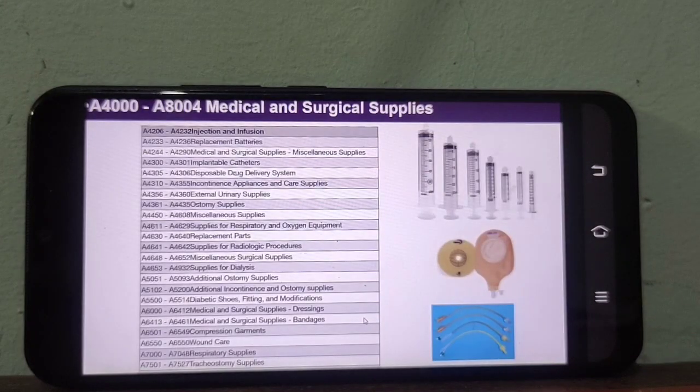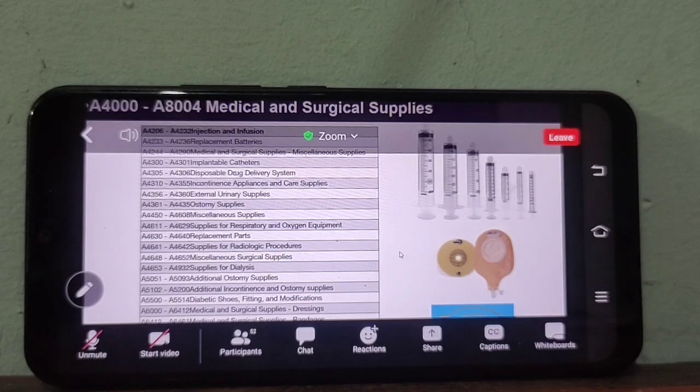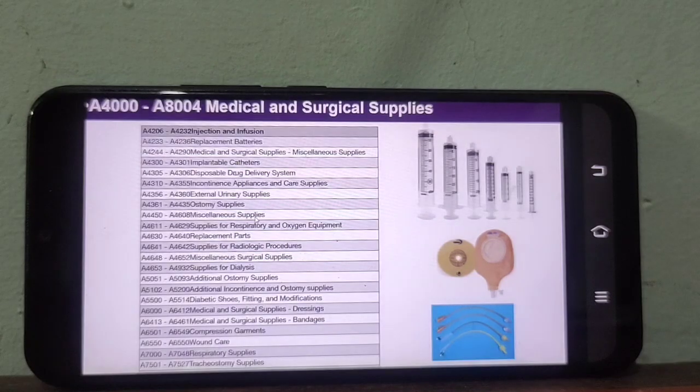So A4206 to A7501 is the code section for medical surgical supplies. Medical surgical supply codes for injection and infusion. For that material of infusion and injection, then for bags, that means urinary bag, tracheostomy bag, ostomy bag, or for syringes, catheters, batteries, we have to apply the code here.